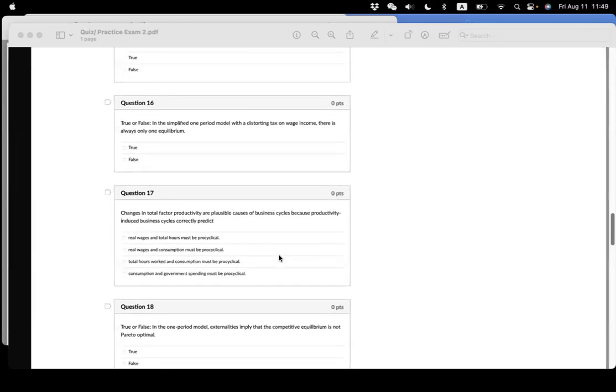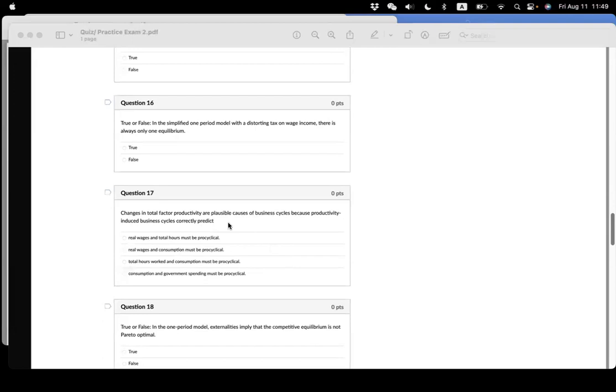Now, question 16. True or false? In the simplified one-period model with distortionary tax on wage income, there's always only one equilibrium. No. So this refers to the Laffer curve, right? So you may have two equilibria, right? Sometimes very high tax, very low tax, so you end up with the same tax revenue and the same equilibrium outcome, right?